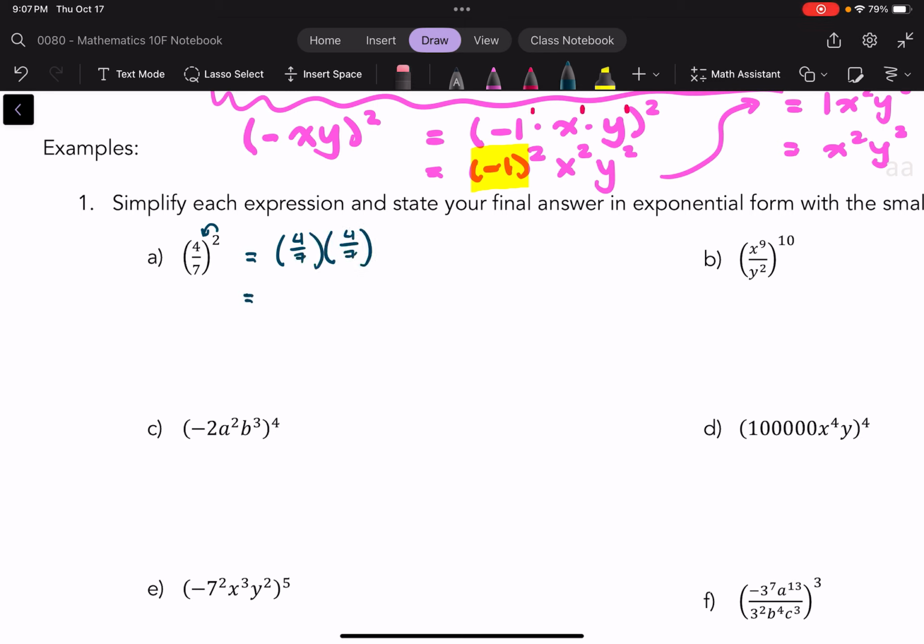Now, if you remember from last unit, when we multiply fractions, we go top times top, bottom times bottom, right? So I have 4 times 4, which could be simplified as a power. I could write that as 4 squared.